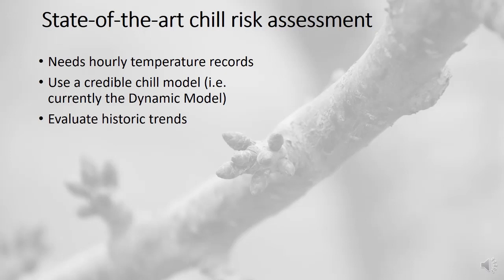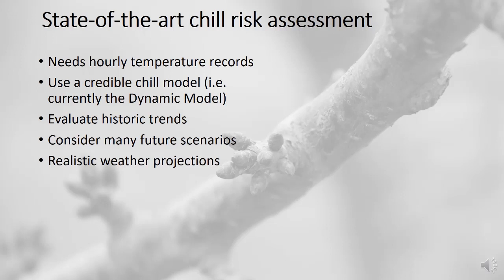We should be looking at historic trends in a particular region to know what's been going on, and we should consider many future scenarios. This is the state of the art in chill risk or in climate risk assessment in general. Since we don't know what the future will hold, we should be looking at lots of scenarios to bracket the range of climates we may be expecting in the future. We should use realistic weather projections, not just work with the average weather, but actually look at the distribution of different temperature situations that we may experience.